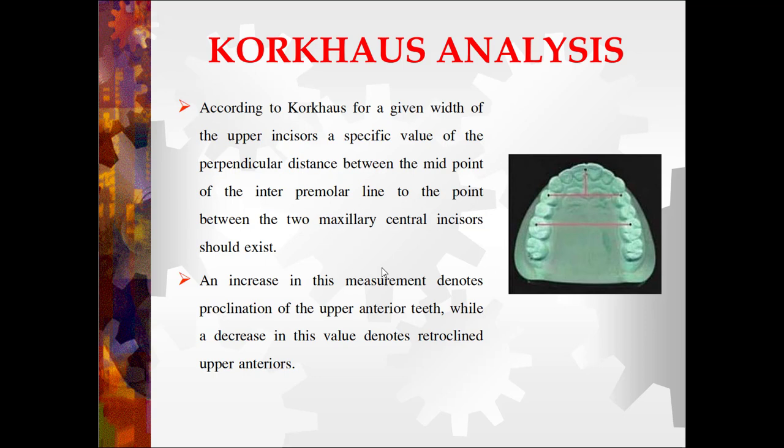According to him, a relation between sum of incisors, interpremolar width, and intermolar width is there, as in Pound's analysis. But in addition to it, an ideal distance is also there from the mid of incisors to the midpoint of interpremolar width. This perpendicular distance should be ideal for a well defined arch. An increase in this measurement denotes proclination of the upper anterior teeth, while a decrease in this value denotes retroclined upper incisors.